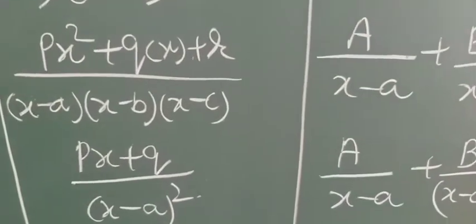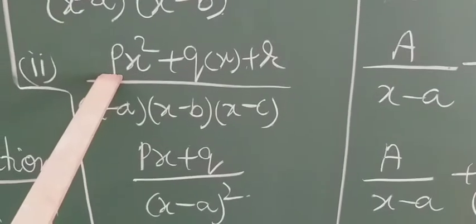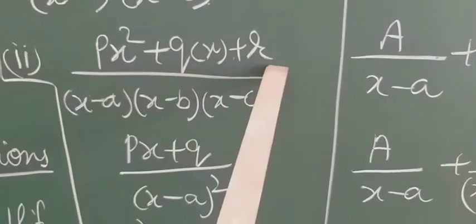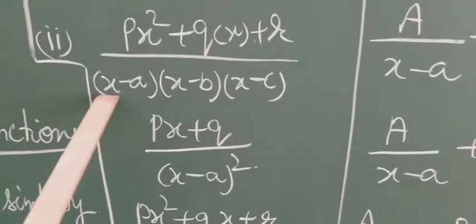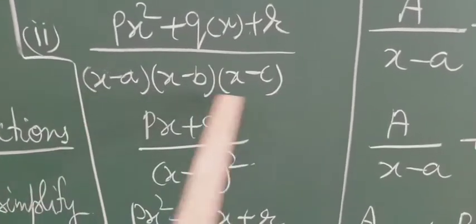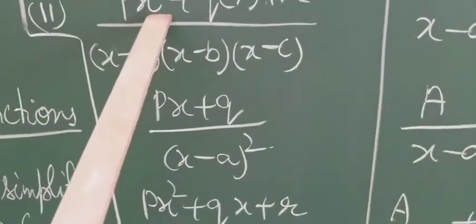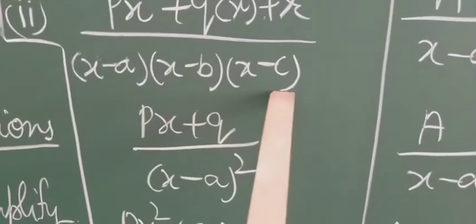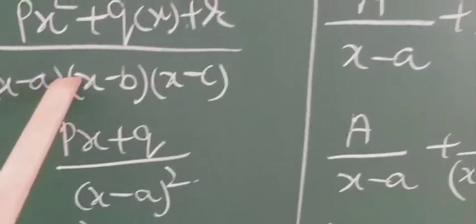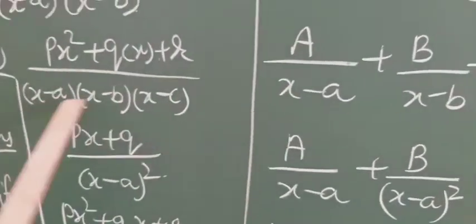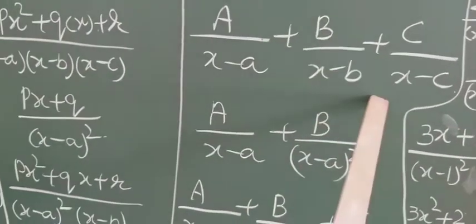So now one more part is there. If the rational function is in the form (px^2+qx+r) upon (x-a)(x-b)(x-c), there are three factors, student, in the denominator. Correct? And the degree of the numerator is 2 and the degree of the denominator is 3. So the degree of the denominator is more. Now their partial fractions will be A upon (x-a) plus B upon (x-b) plus C upon (x-c).